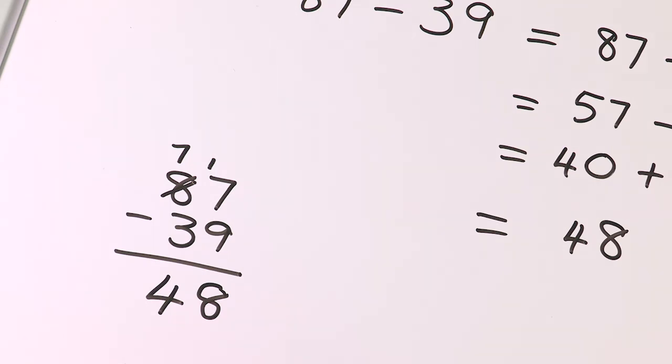Please note though that the renaming part that we showed in the first part of this video does come out a little bit differently to when we rename vertically. Students have to see the link between the renaming of 57 to be 40 plus 17 and the renaming of 87 to be 80 plus 17.